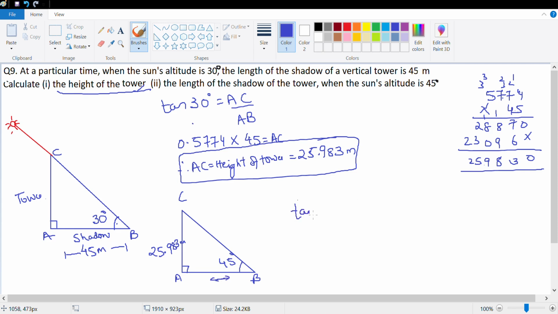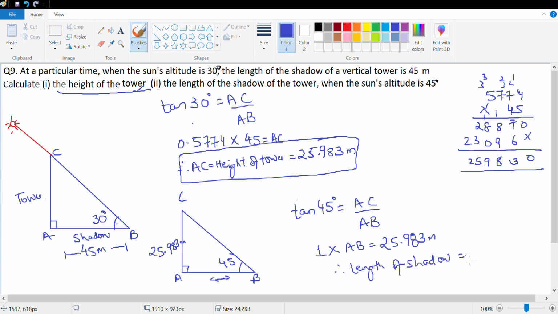So again, same trigonometric function, which is tan. So tan 45 degree is equal to AC upon AB. Tan 45 is 1 into AB, which we don't know, which is equal to AC, which is 25.983 meter. Therefore, length of shadow is equal to the height of the tower, which is 25.983 meter. Perfect. Very simple questions. Key part to this question is to be able to draw a rough diagram and then move from there.